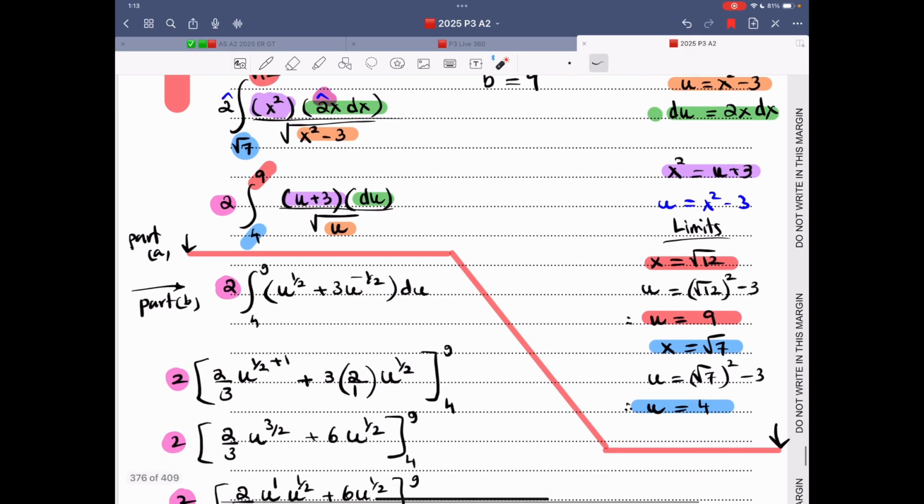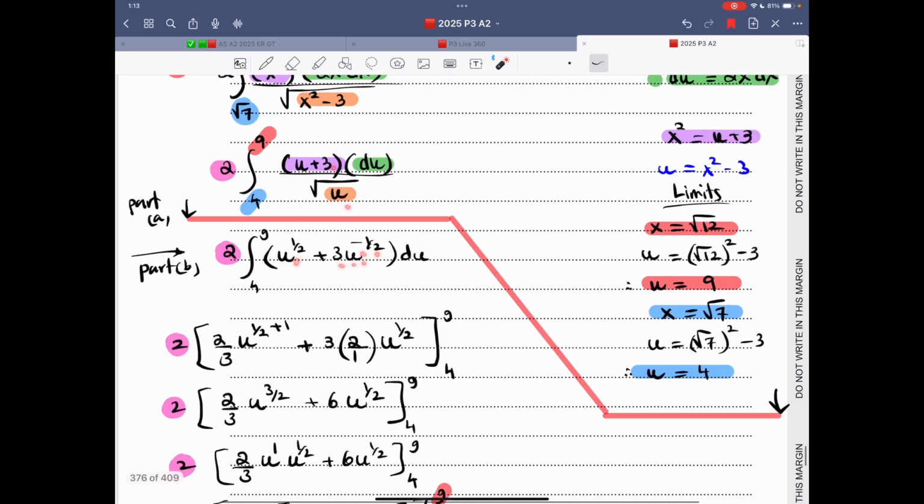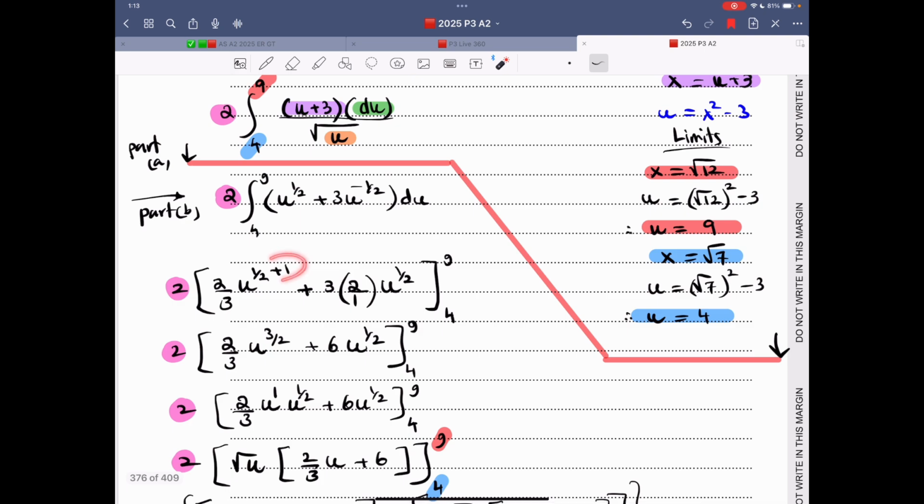Now the integration is pretty simple, nothing special. U divided by u power half is u power half. 3 divided by u power half is 3u minus half. Increase the power by 1, divide by the new power, division by 3 over 2, multiplication by 2/3.